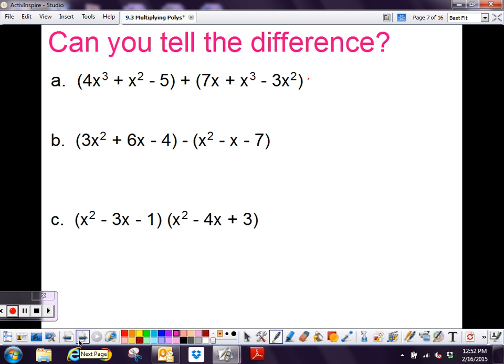Okay, now I want you all to look at these 3 different expressions here. And I want you to see if you can tell the difference between these 3 because on this next test, there's a problem on there that if you're not careful, you will do way more work than you need to do. Okay, so just look at these 3 real quick. See if you recognize anything.